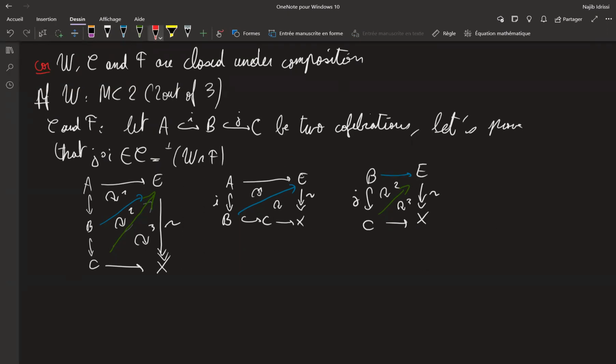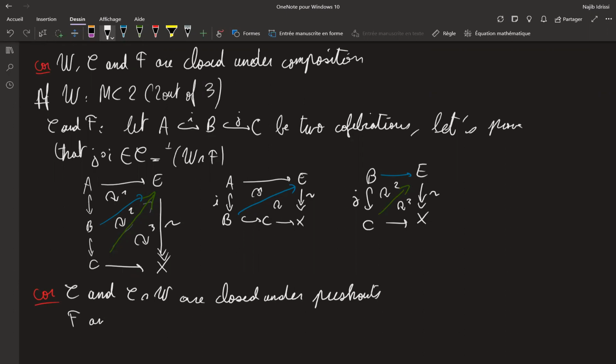Well, let me just finish this corollary, then we can have a break. I know it's already 4:45. So C and C intersect W are closed under pushouts. F and F intersect W are closed under pullbacks.